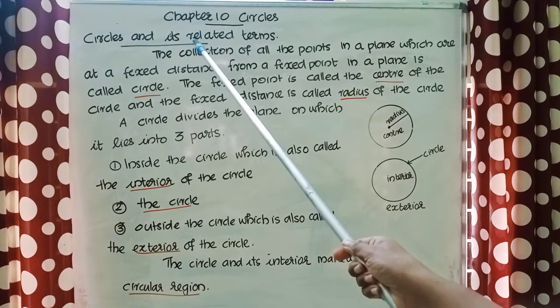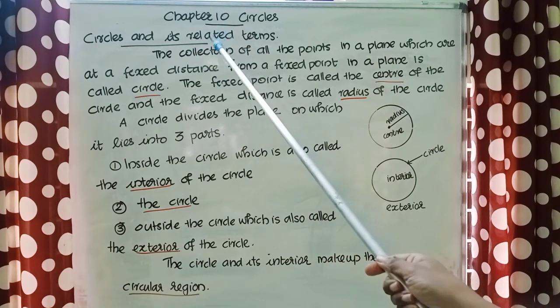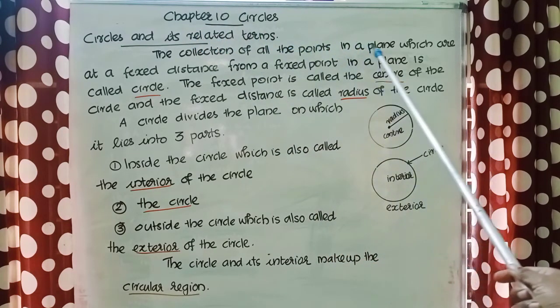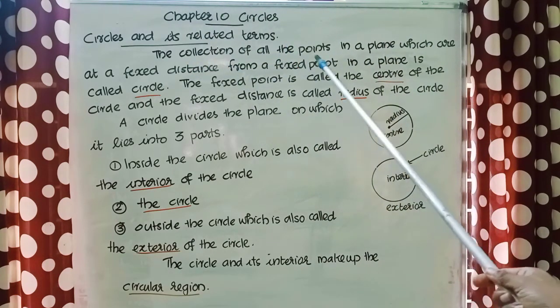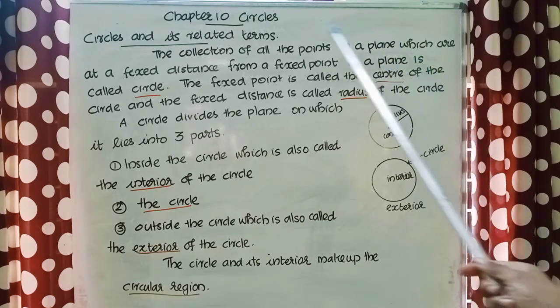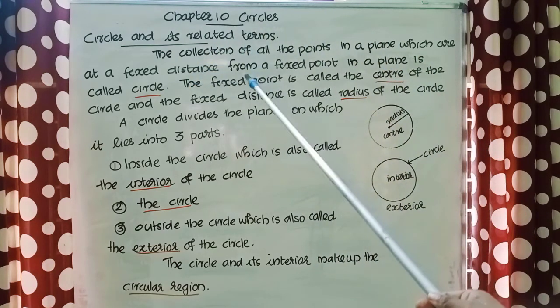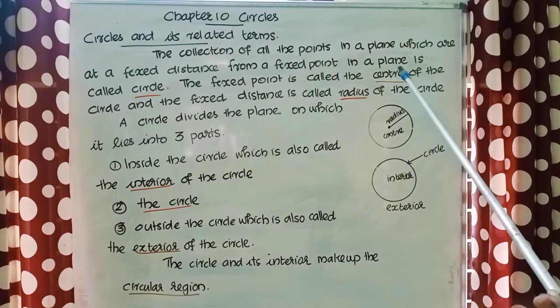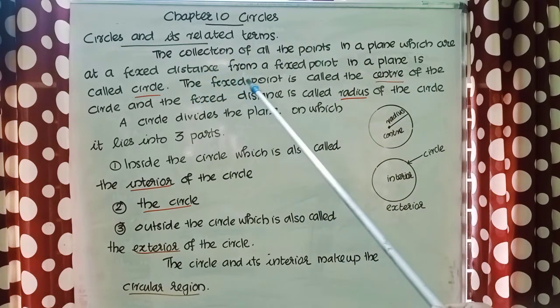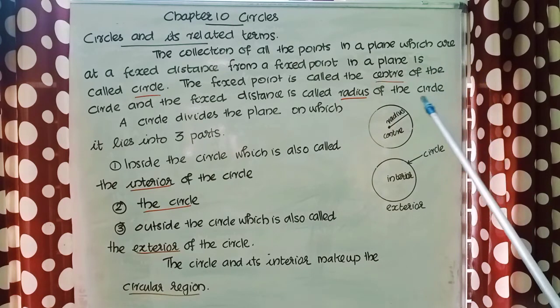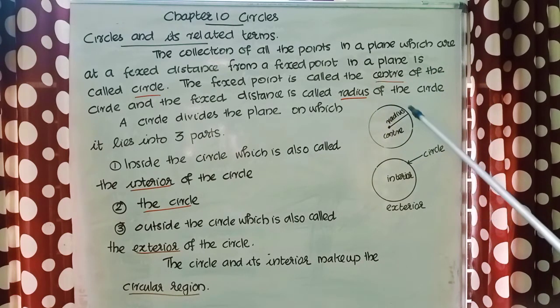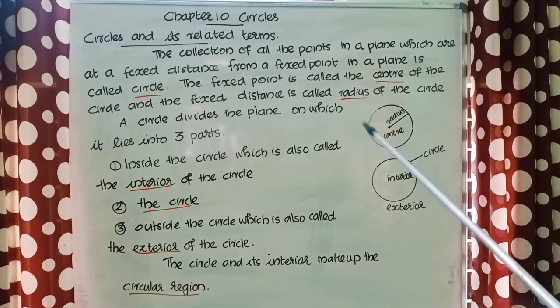Circles and its related terms. The collection of all the points in a plane which are at a fixed distance from a fixed point in a plane is called a circle. The fixed point is called the center of the circle and the fixed distance is called the radius of the circle. So, the collection of all the points from a fixed point at a fixed distance is called the circle.